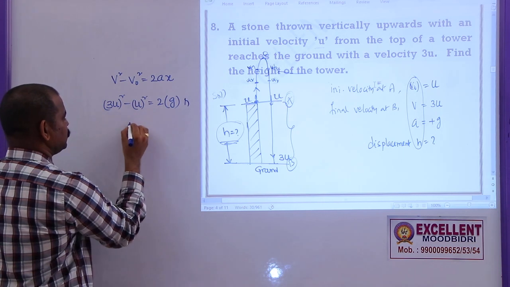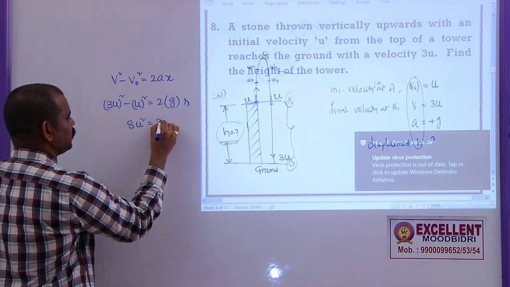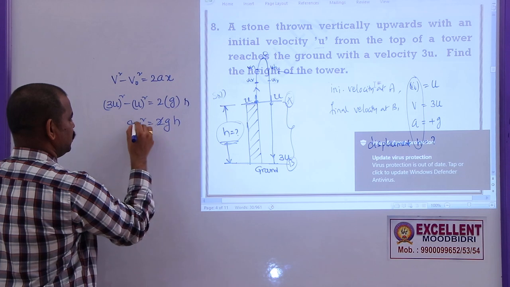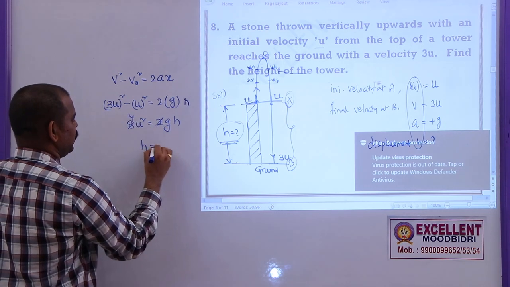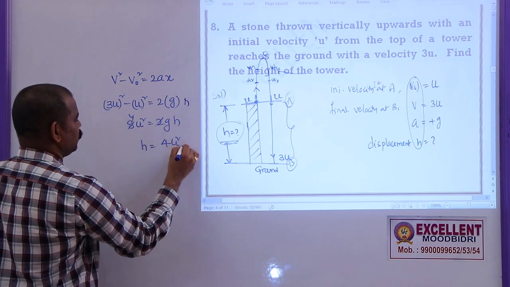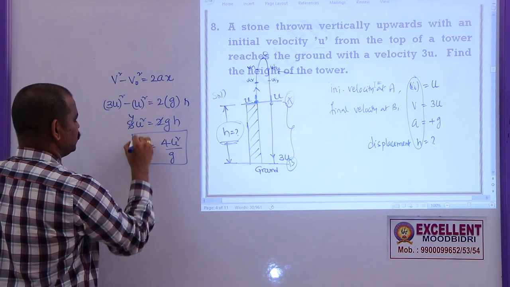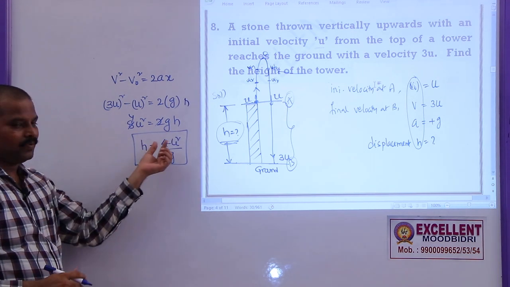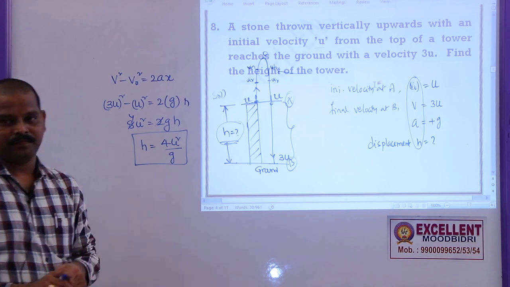So this is 9u square minus u square, this is 8u square, equal to 2gh. These two get cancelled, and h is equal to 4u square by g. So this is the height of the tower in terms of the velocities given in this problem.